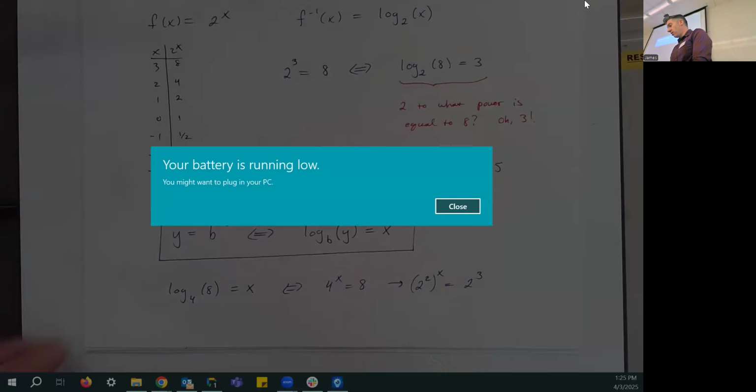And then, oh shoot, I forgot to plug in my computer. Terrible. Sorry, this dies. We'll all be unhappy. At least I will be. Maybe you all will. I don't know. Okay.